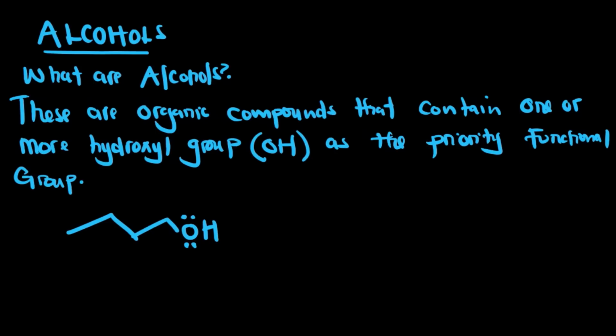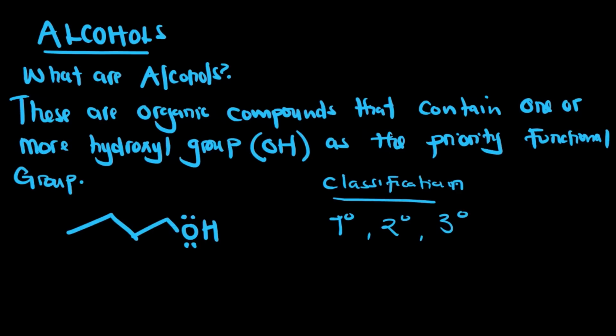Now, alcohols are classified. Let's look at the classification of alcohols. They're classified as primary alcohols, secondary alcohols, or tertiary alcohols, depending on the carbon that they are attached to. If we start here, this alcohol is a primary alcohol. Why? Because the OH is attached to this carbon here, which is a primary carbon.